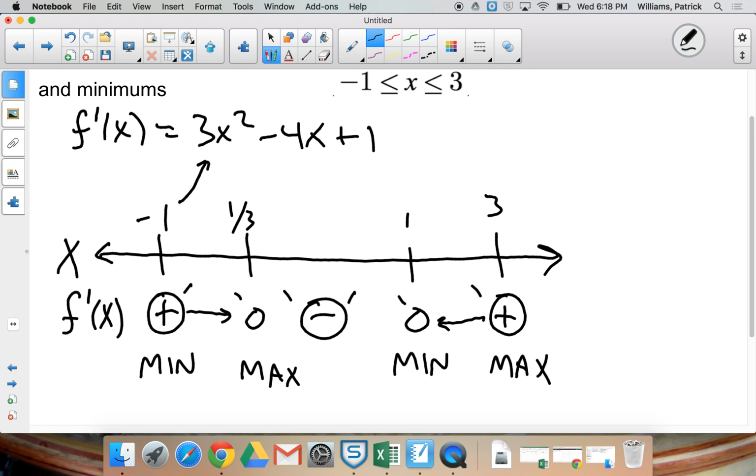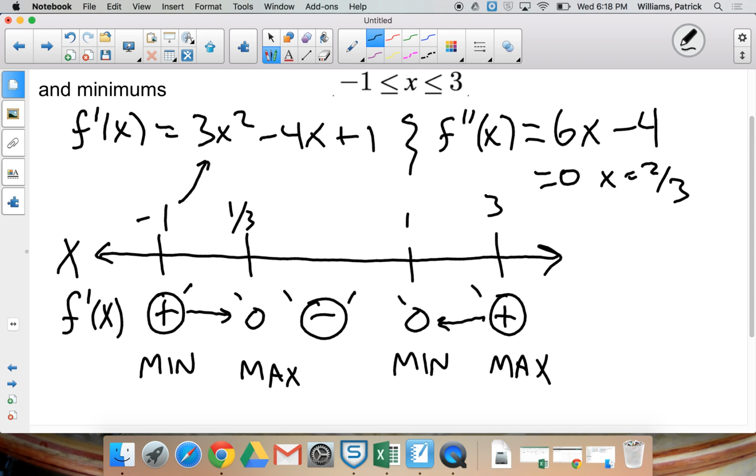Okay. Now, we could have found the maximums and minimums at what I call the interior points or the critical points another way. We could have also looked at the second derivative. So our second derivative will be 6x minus 4. This is equal to 0 at x equals 2/3. Okay, so we can add 2/3 to our number line right here.